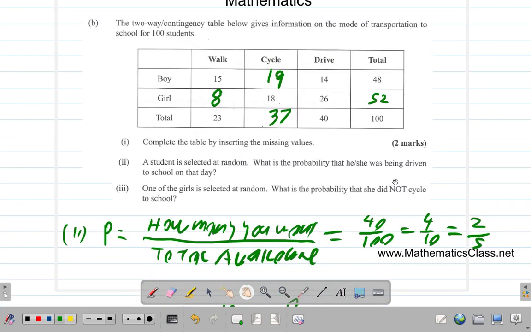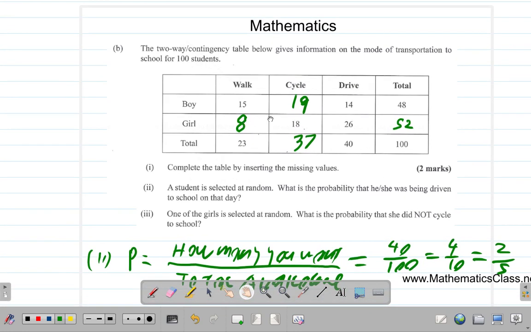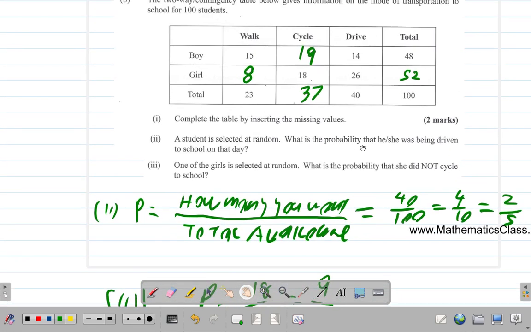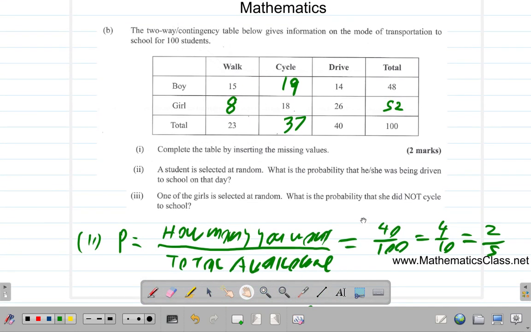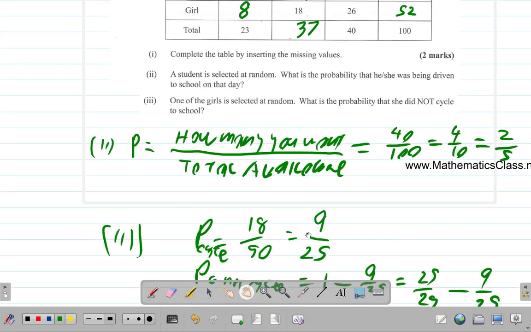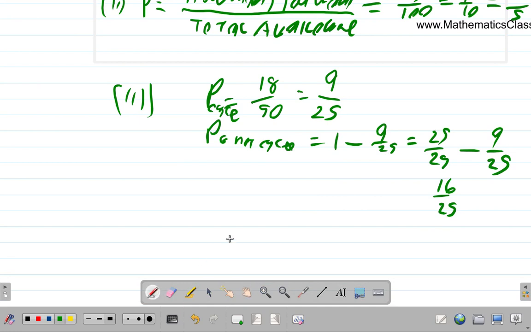Another way: how many of them never cycle? 8 walk and 26 drive. So 26 and 8, how much? 26 and 4 is 30, and 4 more, 34. So 34 over 52.